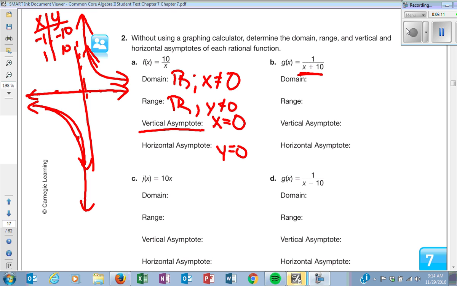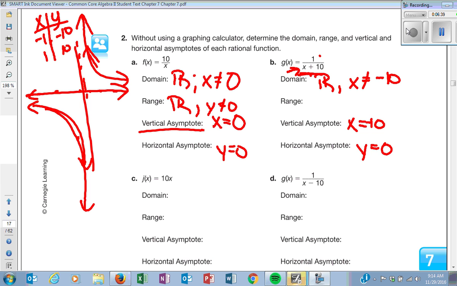Alright, now look what happens here. Watch what happens when I have this guy. Okay, I know my vertical asymptote is where my denominator is 0, so my vertical asymptote is going to be X equals negative 10, sorry. Because if I put a negative 10 into here, negative 10 plus 10 is 0. Boom, not allowed to happen. My horizontal, my bottom is still bigger than my top, so it's Y equals 0. So it means my domain is all reals, except X is not allowed to equal negative 10.